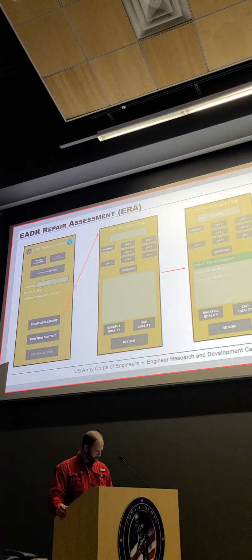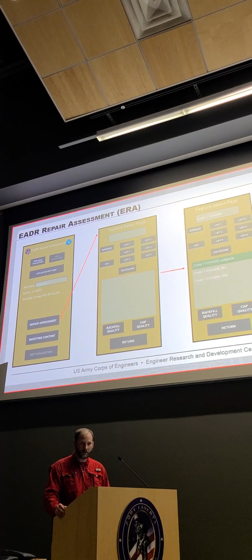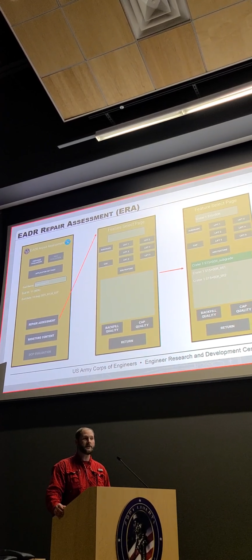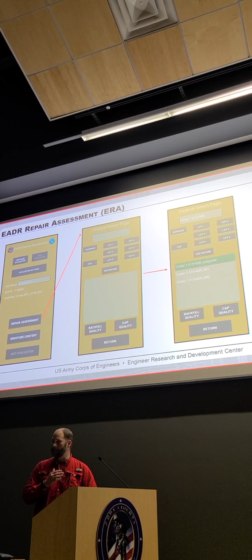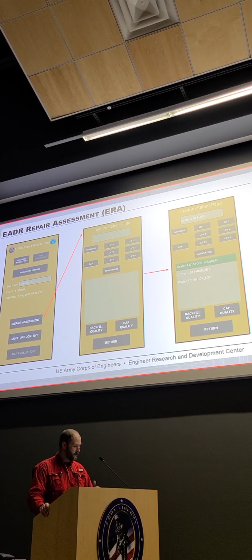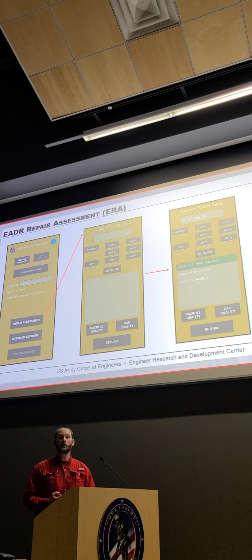Next slide. So, repair assessment. This is where your backfill and cap quality is going to be built in. And this starts this chain of events from left to right. Operate this app from left to right and start punching in information. If you press repair assessment, it's going to assume you're doing a new evaluation. You don't have to give it a name. It's already got one. If you want to, you put one in.